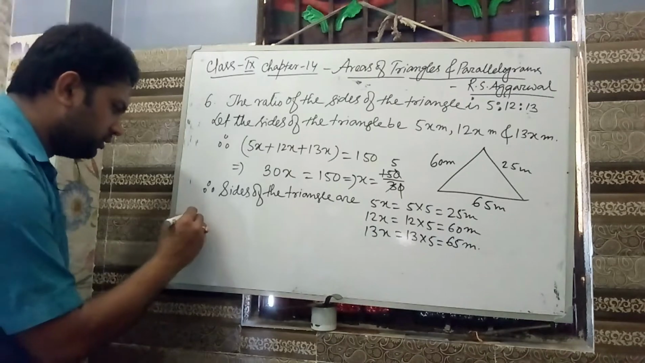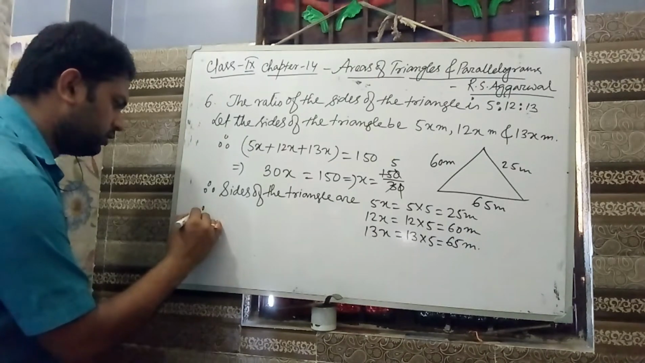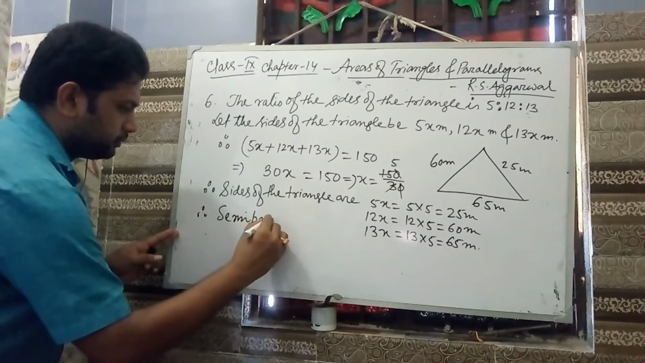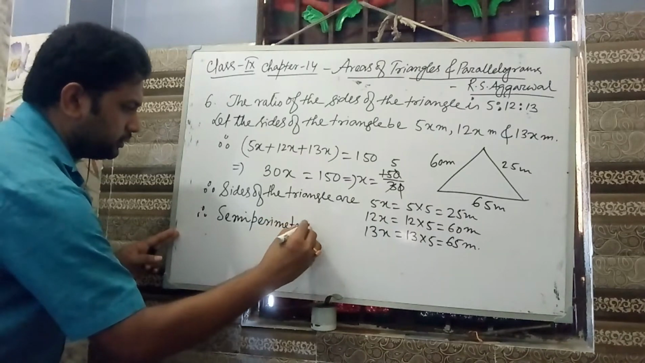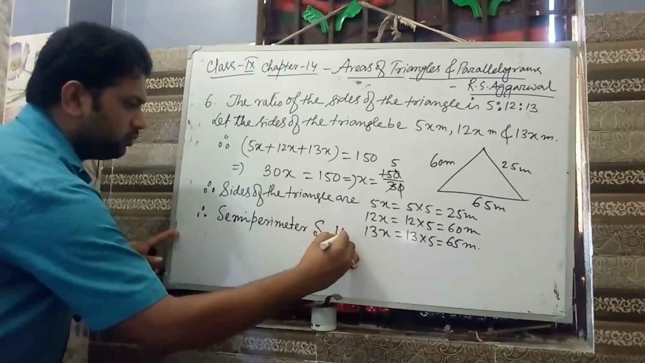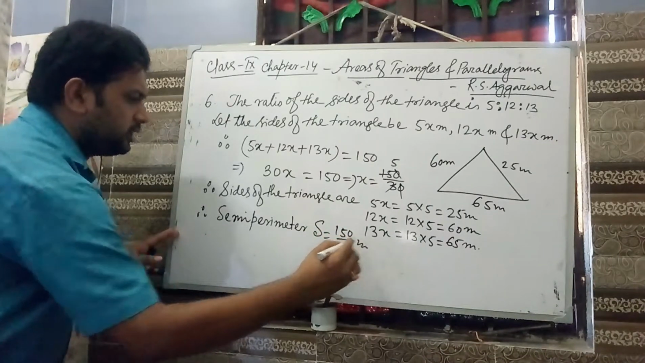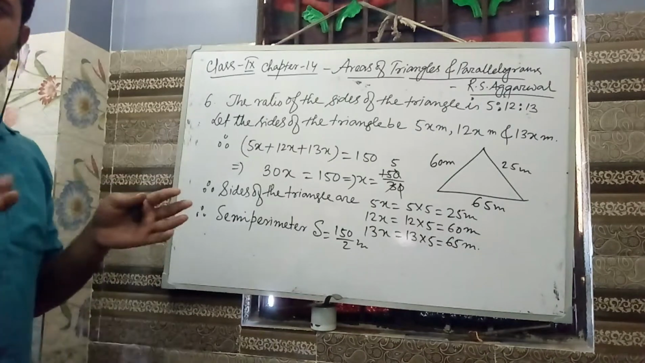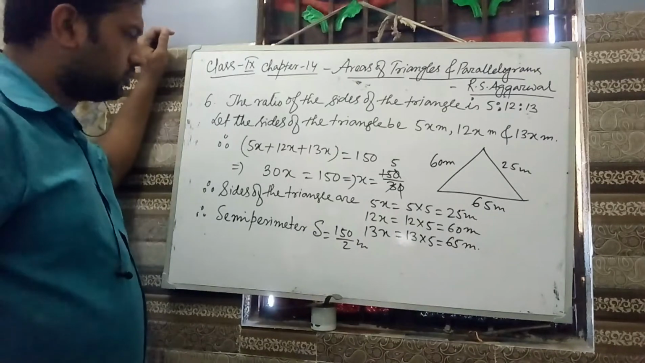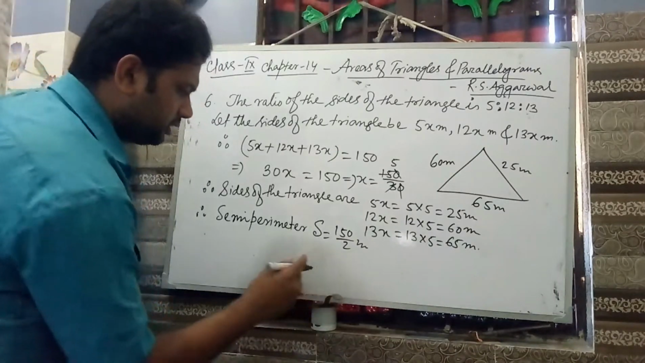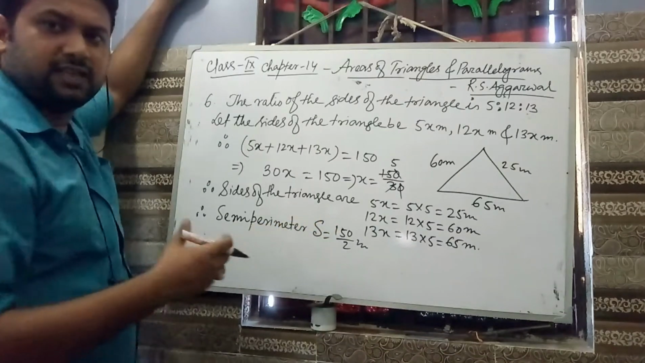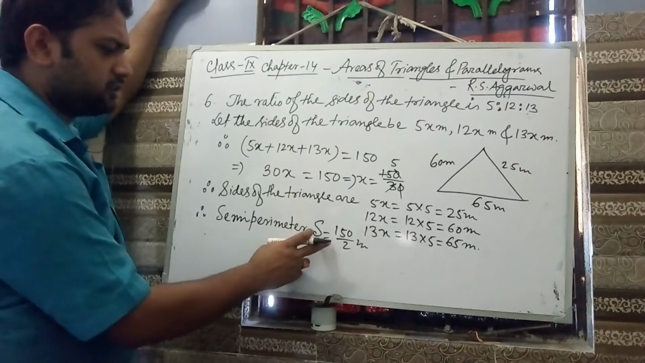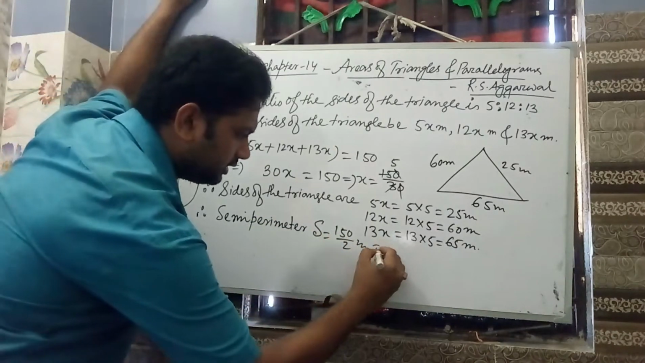Okay, write down. Therefore semi-perimeter S equal to 150 by 2 meter. Any doubt, anyone? Those who have doubt, just those students reply. Those who do not have any doubt, do not reply. Perimeter is 150. Semi means half of the perimeter. Semi-perimeter is denoted by S. So semi-perimeter S equal to 150 by 2 meter. That is 75 meter.